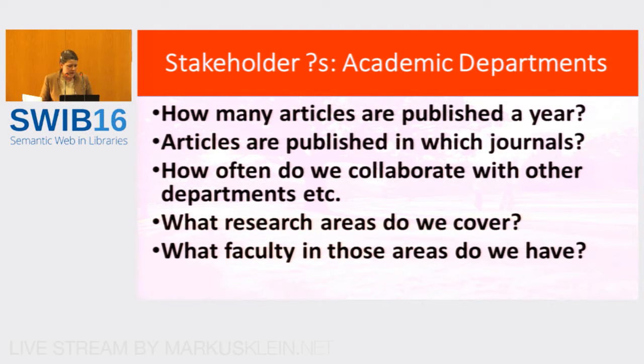For academic departments, it's really a sort of reporting tool. By academic departments, we mean deans and department chairs and academic staff. They want to know how many articles are out there, how much research is occurring, where it is being published, how often we collaborate with other departments, and what that looks like. A lot of grant reporting information is possible in this work, and we'll see some examples of that.